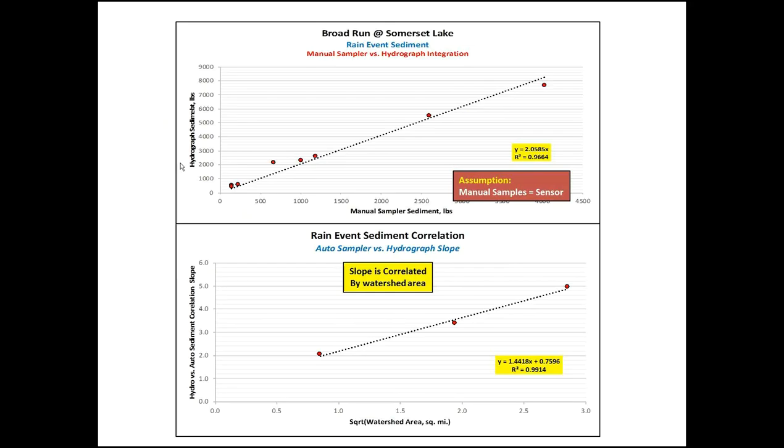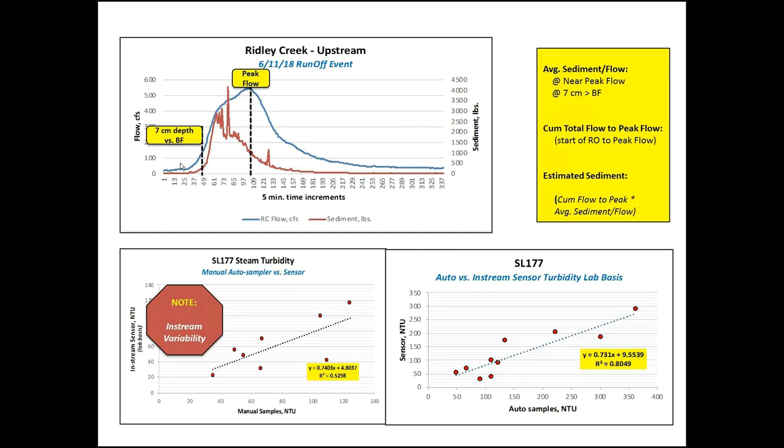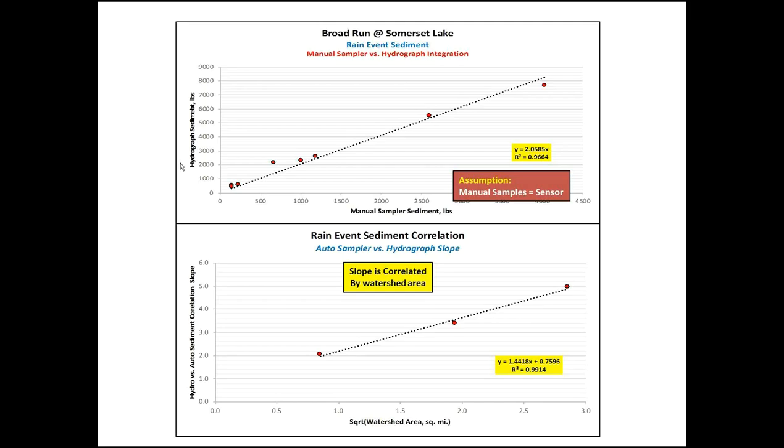Well, when we look at the manual sampler, and we took that analysis that I proposed back here, and did this on both the manual sampler and the auto, we end up with a 97% correlation between the prediction of the sediment generated versus the integration of the hydrograph for that runoff event. In our watershed, we have a slope of this line a little over 2. And when we did this with the auto sampler, we got a slightly different correlation.